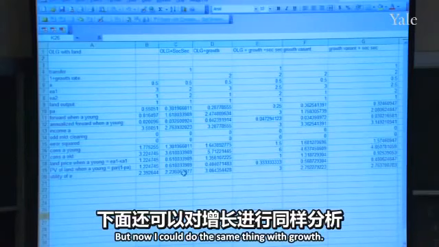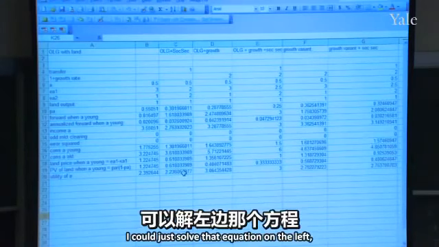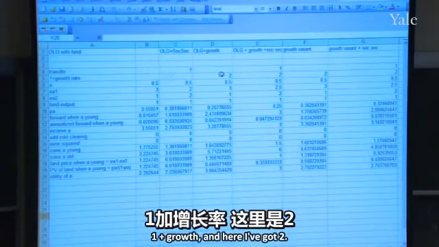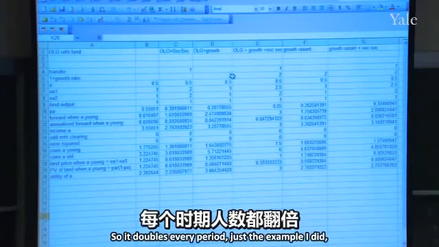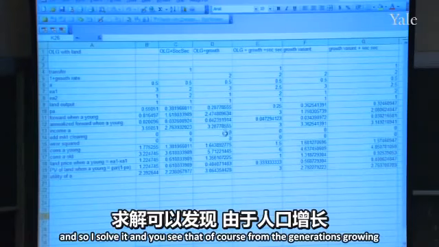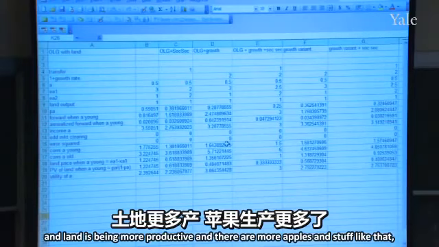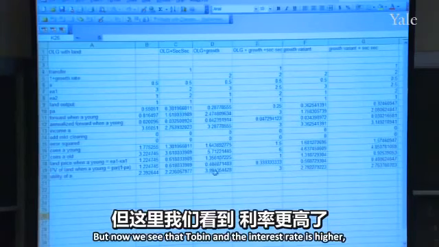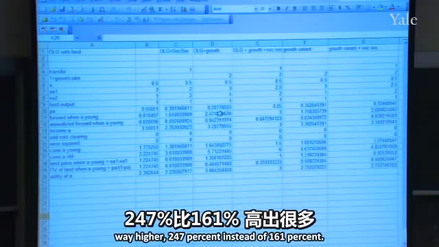Okay, but now I could do the same thing with growth. I could just solve that equation on the left, and so I plug in now the growth rate from generation to generation, 1 plus growth, and here I've got 2. So it doubles every period, just the example I did, and so I solve it. And you see that, of course, when the generation's growing and land is being more productive and there are more apples and stuff like that, there's just more for everybody to consume. It's actually made everybody better off. But now we see that the interest rate is higher, way higher, 247% instead of 161%.